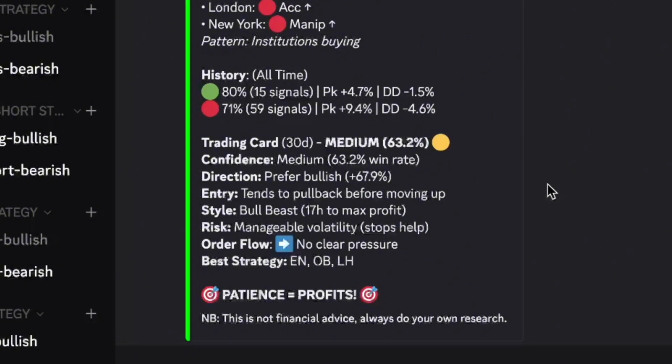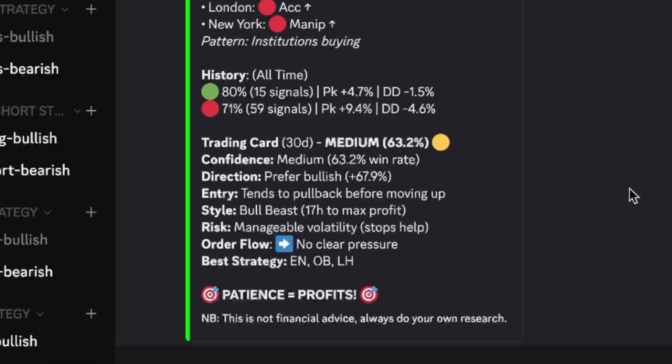The style line is the coin's personality and average time to reach peak profit. We have bull beast, dominantly bullish performer; bear hunter, dominantly bearish performer; fast mover, peaks within 4 hours; patient trader, takes 12 plus hours to peak; or volatile, lots of reversals but still gets there in the end. The risk line is volatility assessment based on reversal frequency. Low volatility, stops work well, clean moves, trailing stops effective. Manageable volatility is kind of normal behavior, and high volatility, choppy, so protect yourself and make sure your stops are in place.